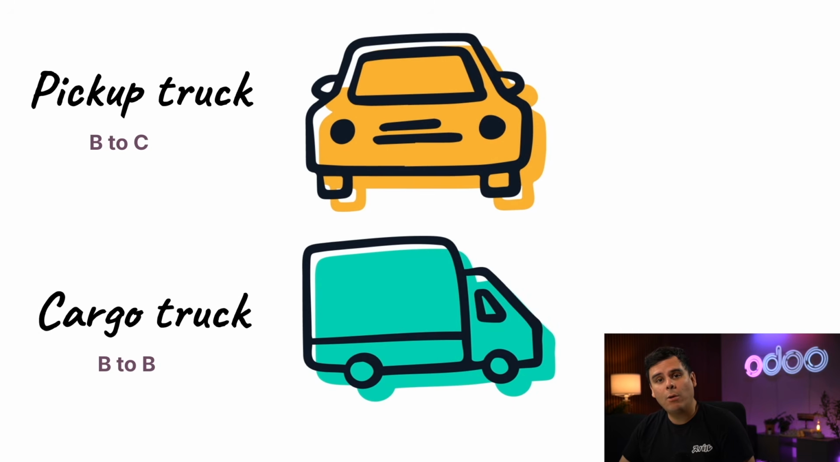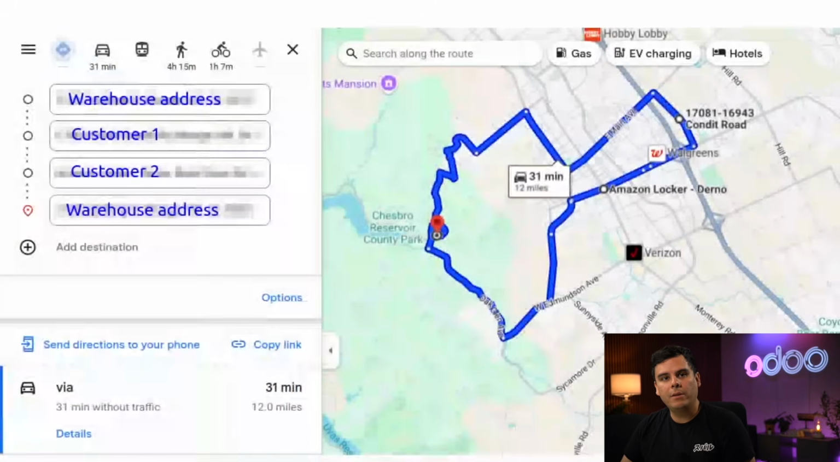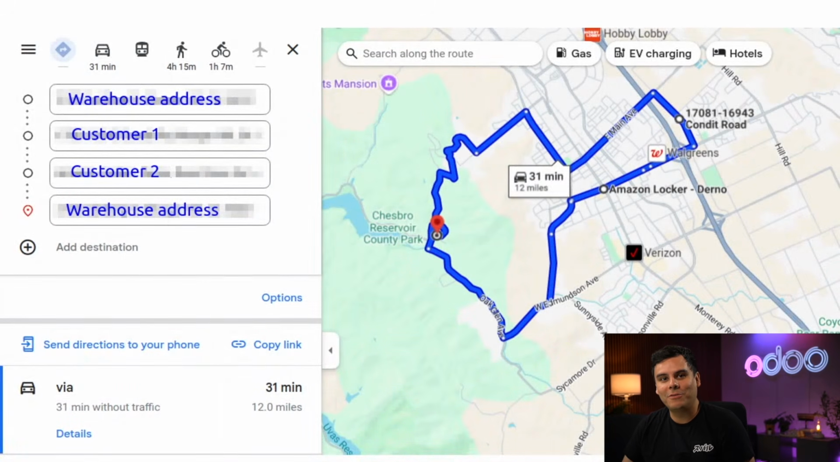So, depending on our order volume, we use different types of trucks. When we're loading items onto the truck, Odoo helps us track the weight and volume, making sure that we're never loading too much cargo on a delivery truck. Once the truck is loaded, we can even use Odoo's Mapbox integration to automatically generate directions to the customer's delivery address. All right, enough chit chat. Time to see what it looks like in the database.